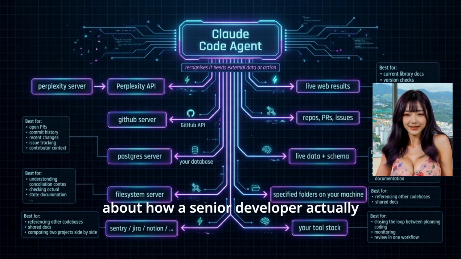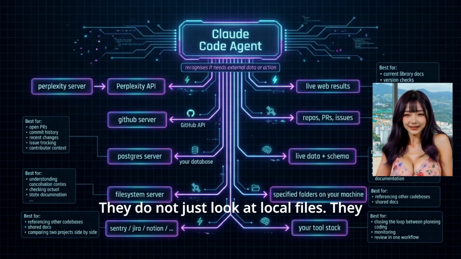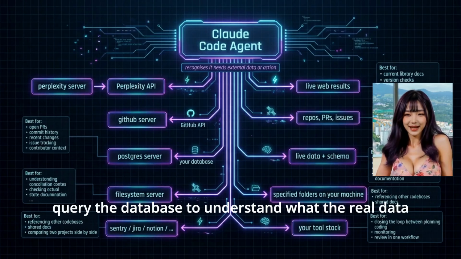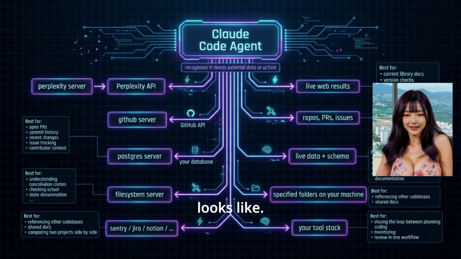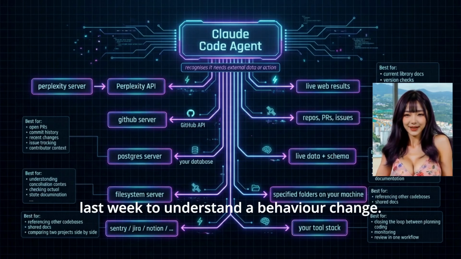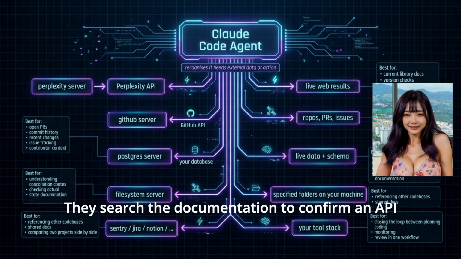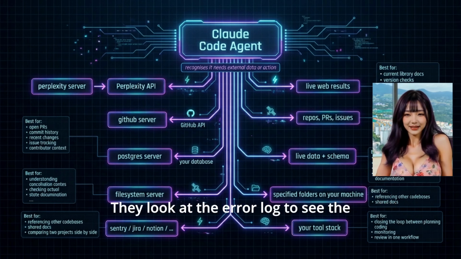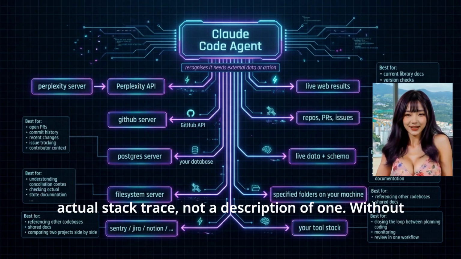Think about how a senior developer actually works when solving a hard problem. They do not just look at local files. They query the database to understand what the real data looks like. They check the pull request that went in last week to understand a behavior change. They search the documentation to confirm an API signature has not shifted. They look at the error log to see the actual stack trace, not a description of one.